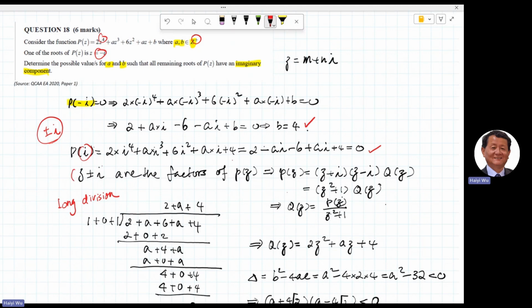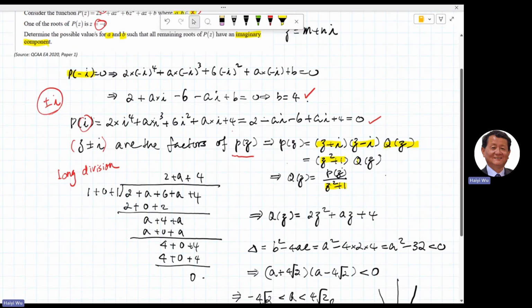So we've got two roots, so z plus i and z minus i are factors of p(z), because they are roots. So we can write p(z) equal to the brackets z plus i, z minus i, times by a quadratic q(z), since we don't know what q is. Those two together become z squared plus 1 times q(z). Therefore q(z) must be p(z) divided by z squared plus 1.